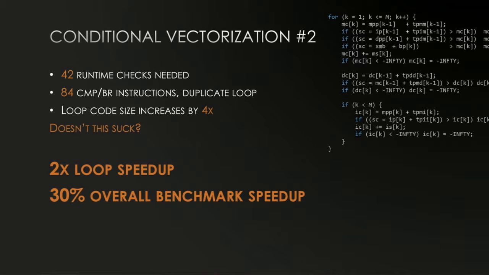Because it's faster. So the loop itself goes twice as fast, and it just so happens in this case that this particular loop is a large part of the benchmark. The overall benchmark actually speeds up by 30%.